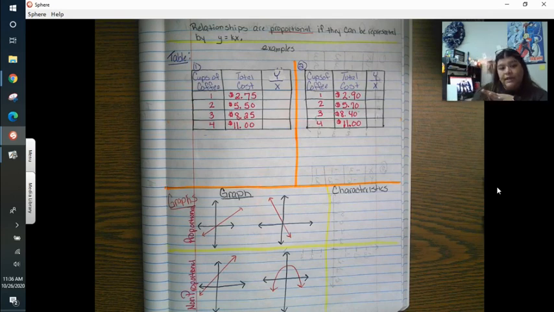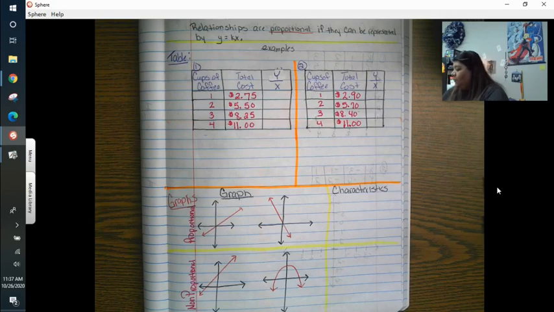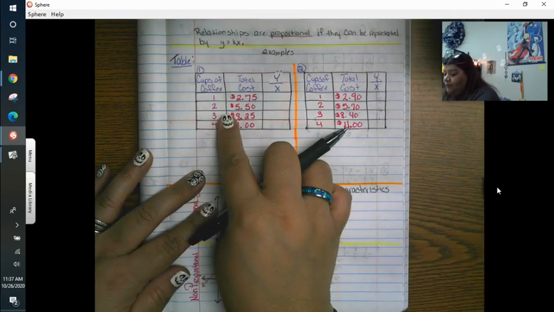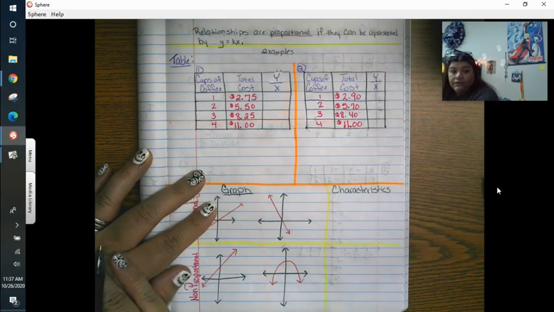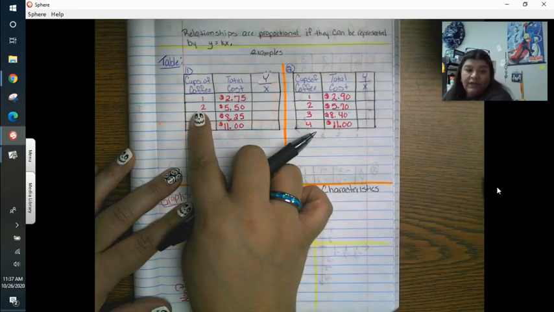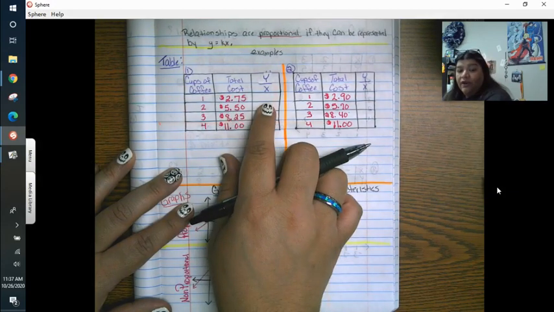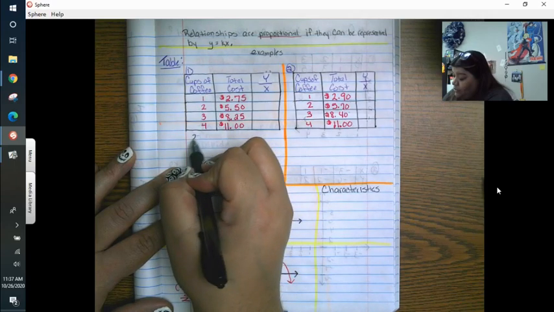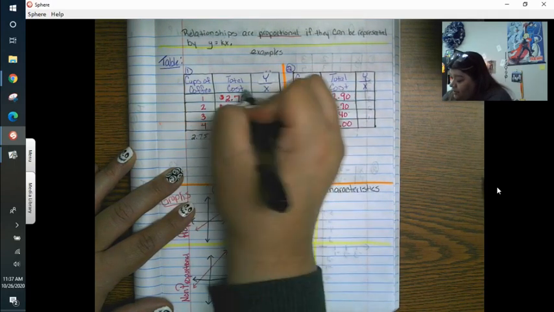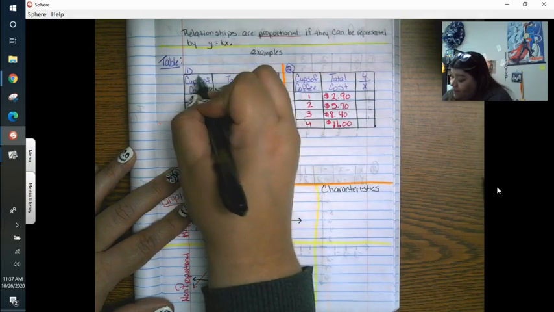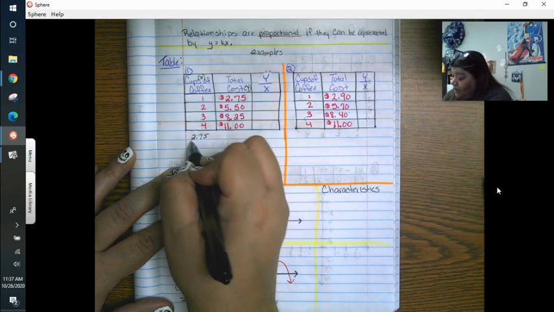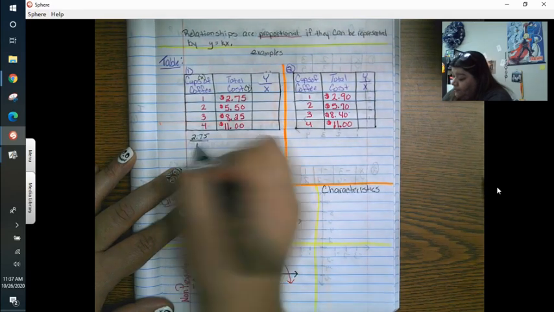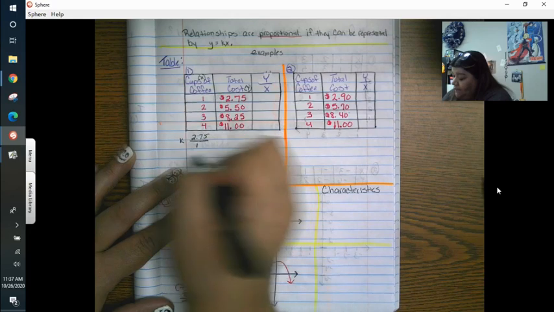All right, so I'm going to show you on the table and show you the graph. The graph is always easier, of course, so I'll go ahead and start off with the table. So right here, let's take a look at the cups of coffee versus the total cost. The cups of coffee is 1, total cost is $2.75. We have to figure out what is the y over x. So for the first cup of coffee, we're going to do $2.75. That is my y. Here's my x, over 1.